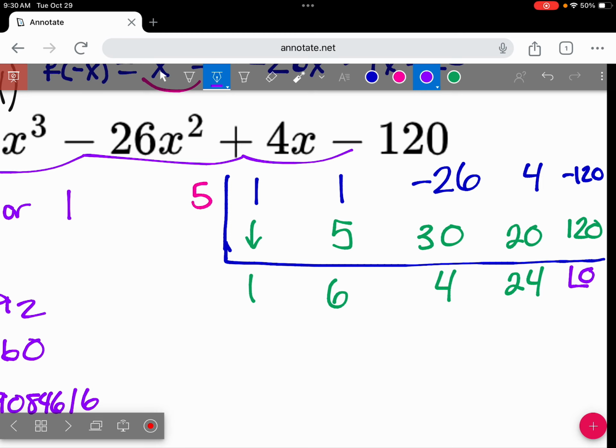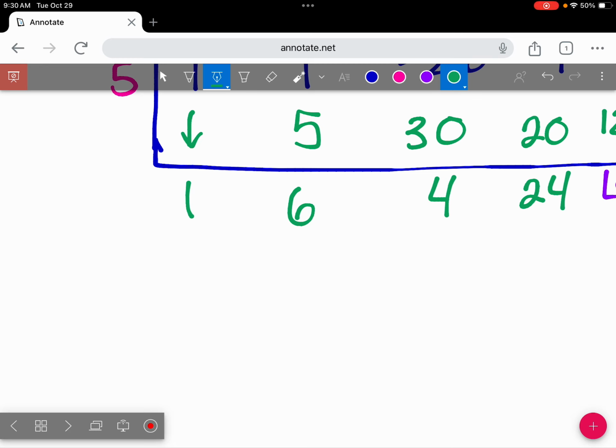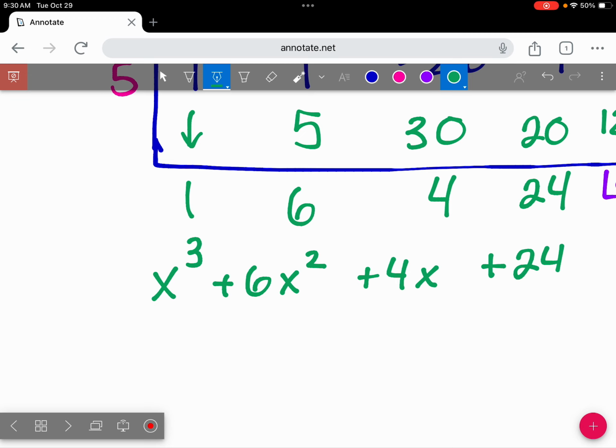So now we have this leftover piece here. If I write this as a polynomial, what degree is it going to have? 3. So this is the same thing as x cubed, because our division always takes us down 1, plus 6x squared plus 4x plus 24.